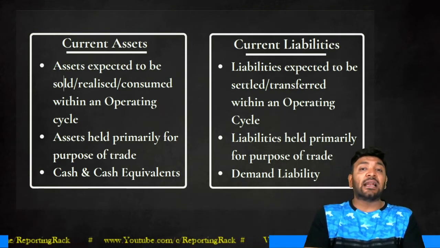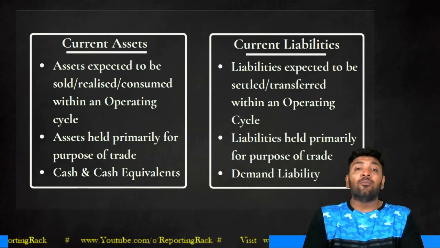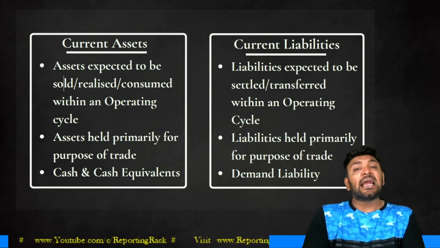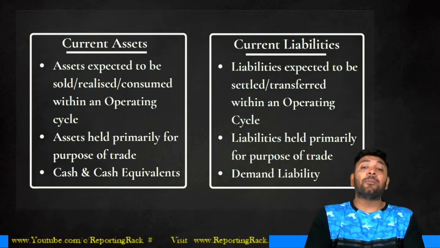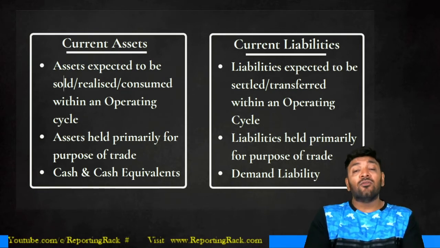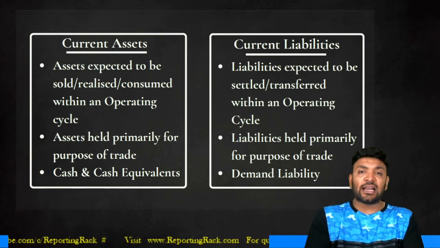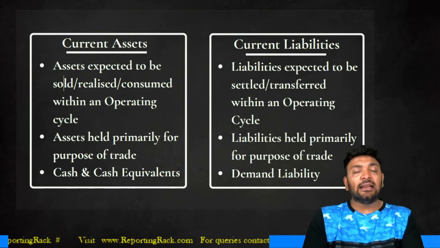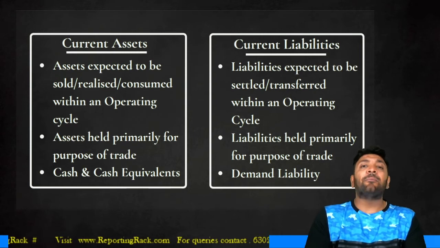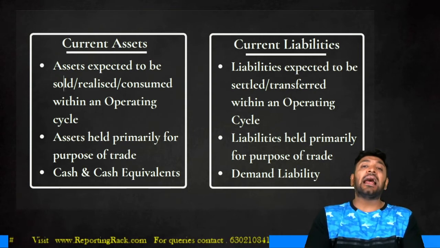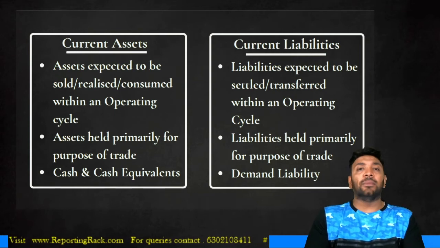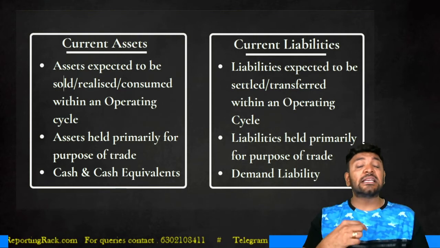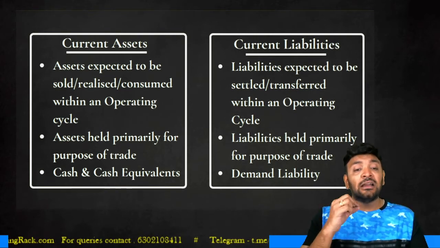So liabilities which are expected to be settled or transferred within an operating cycle should be considered as current liability. Assets or liabilities which are primarily held for the purpose of trade. What do you mean by trade? Buy and sell. Why did you get that asset? With the intention to buy or sell. For example, I have a bills receivable and I have a general tendency of discounting my bills. Discounting a bill is nothing but selling the bill to the bank. So that means it is an asset primarily held with the purpose of trade.